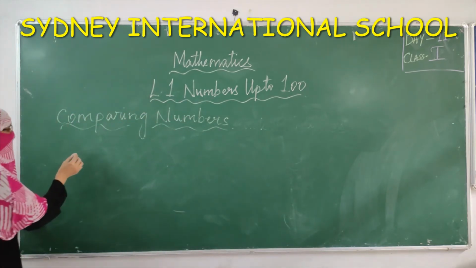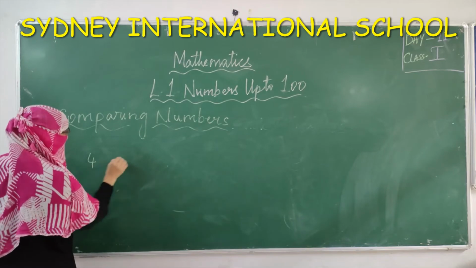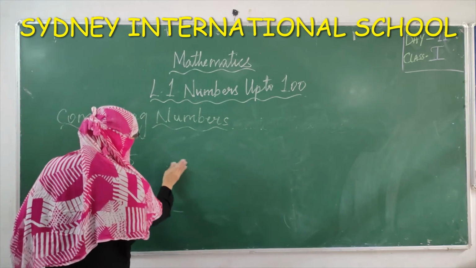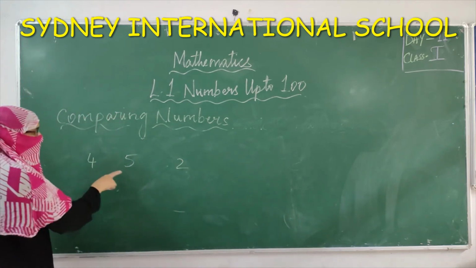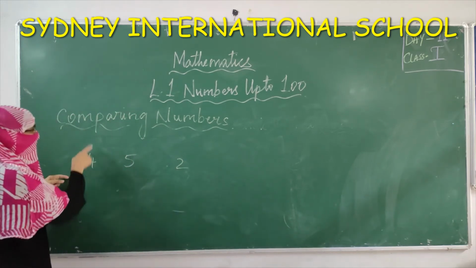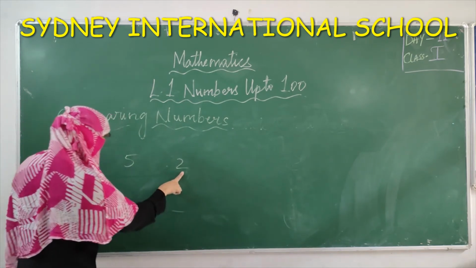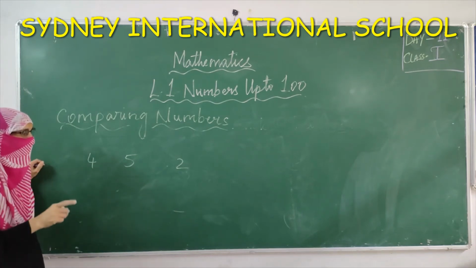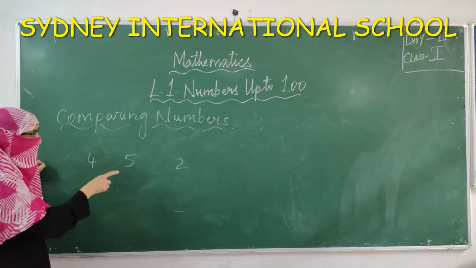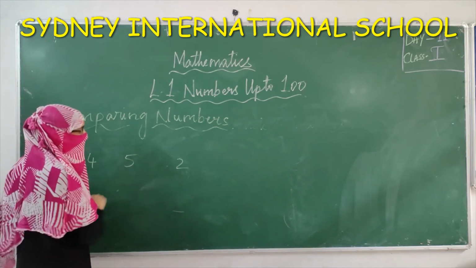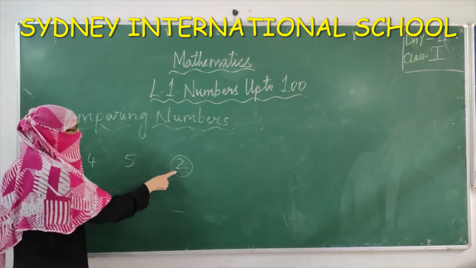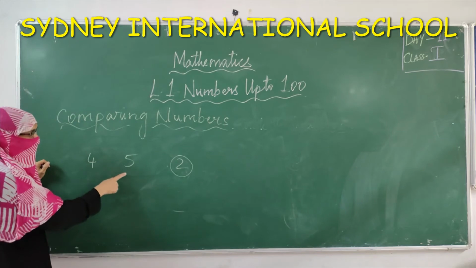Now I am going to take 3 different numbers. 4, 5, 2. These are the 3 numbers. I am going to compare among these 3 numbers. Now I will be asking you, which is the smallest of the 3? So what is the answer you will be giving? 4, 5, 2. Which is the smallest number? 2 is the smallest number. So 2 is smaller than 4 and 5.